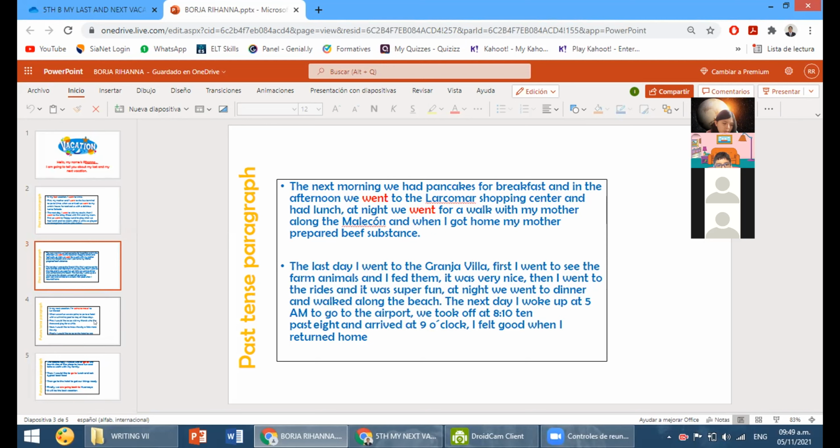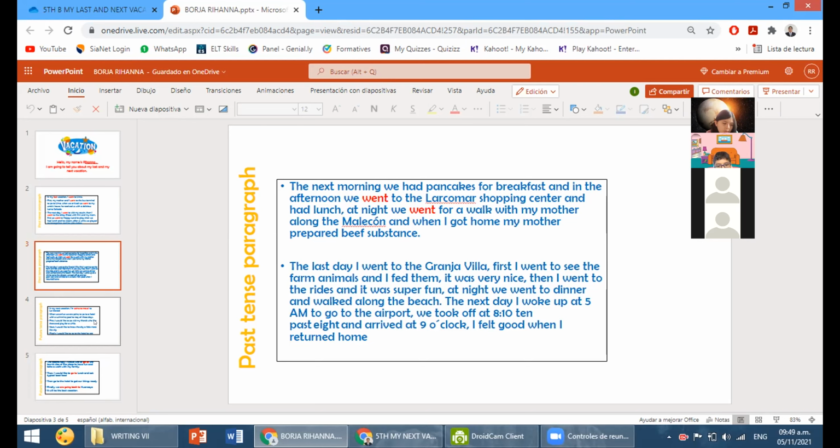The last day, I went to the Granja Villa. First, I went to see the farm animals and I fed them. It was very nice. Then I went to the ride and it was super fun. At night, we went to dinner and walked along the beach.